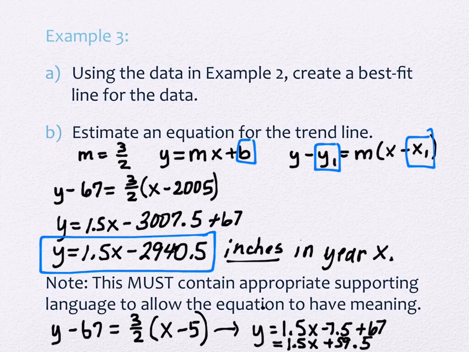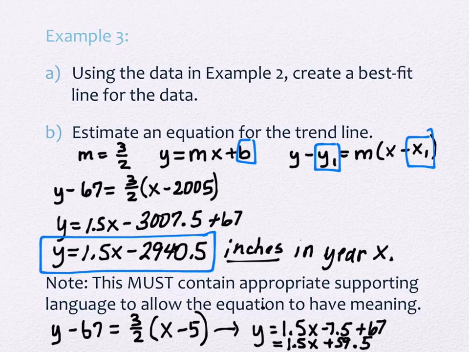$59.5? Awesome. Okay. So obviously the only thing that's different is the y-intercept at the end, correct? Whatever we're calling the y-intercept. But we got a different y-intercept because we did what? We eliminated the 2000. We used 5 instead of 2005. So how does that change my description? Because that's what's going to change.